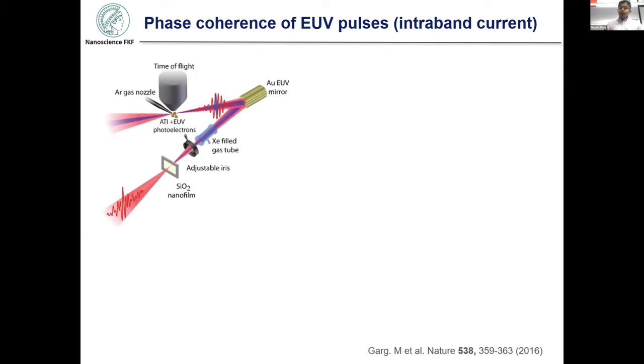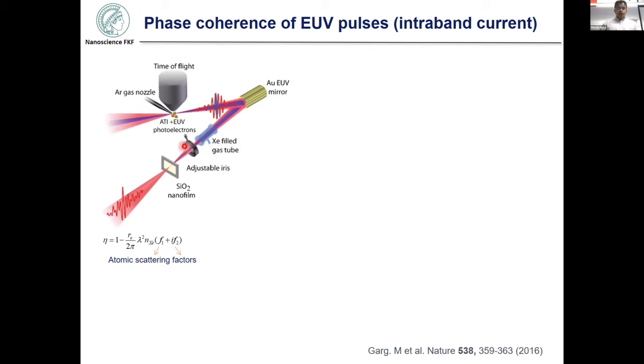Now, in order to be sure that we are measuring real interference fringes, one has to be able to change these interference fringes by changing some quantity in the experiment. In this experiment, what we have done is change the CEP of the EUV pulses by dispersing them through a gas tube which is filled with xenon atoms.